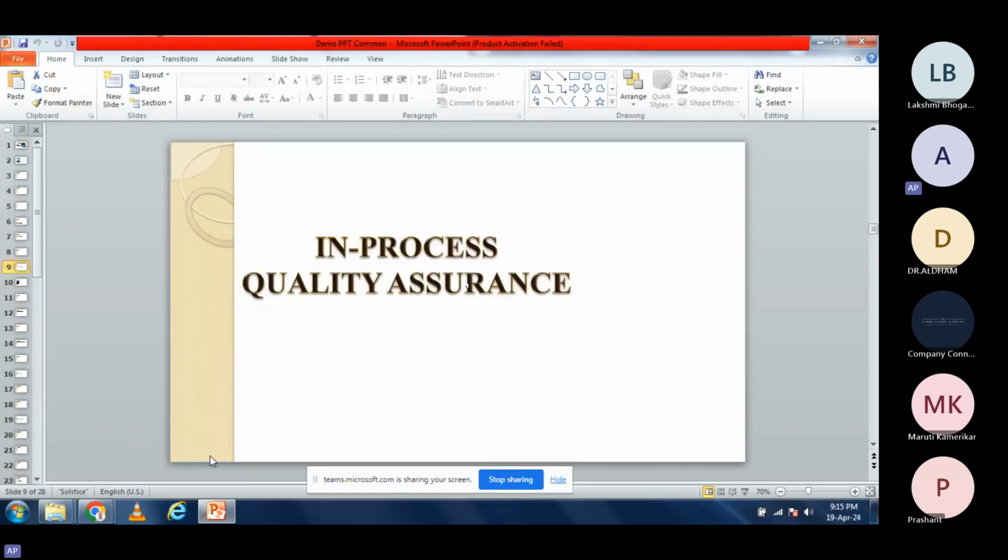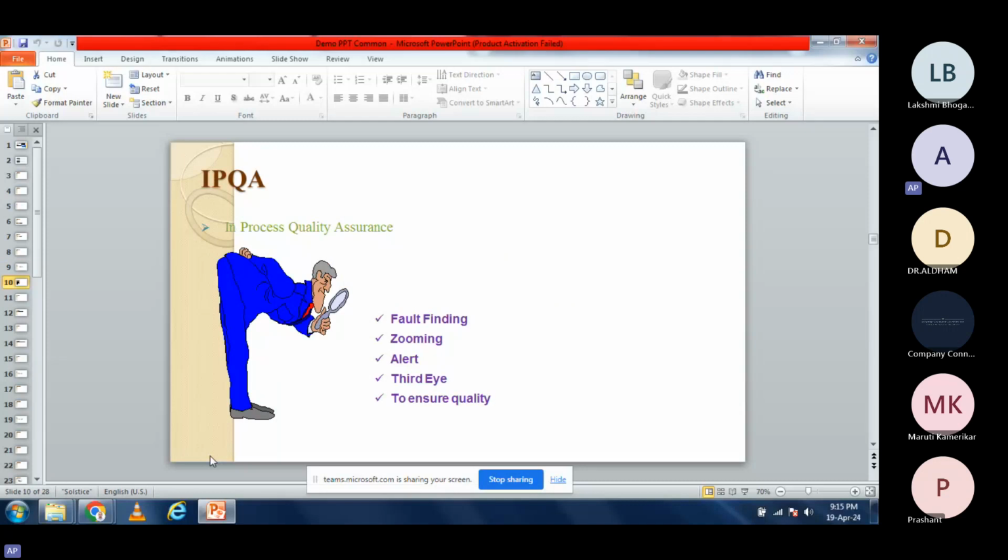So what is in-process quality assurance? In-process quality assurance does fault finding. Fault finding means they work with the mindset that something is going wrong. If they work with this mentality, they will definitely find something and ensure the product quality is built up during the manufacturing process.